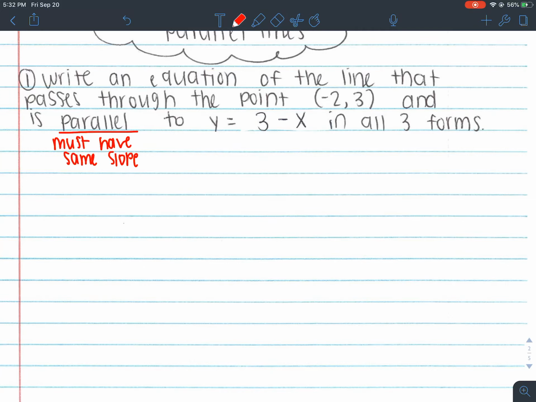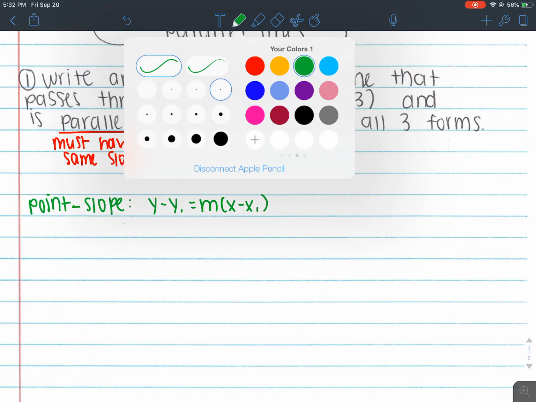Okay, now it says we need to write it in all three forms. And the form that we always start with is point slope form. Point slope form, let's go ahead and refresh ourselves here. Point slope looks like y minus y1 equals m times x minus x1.